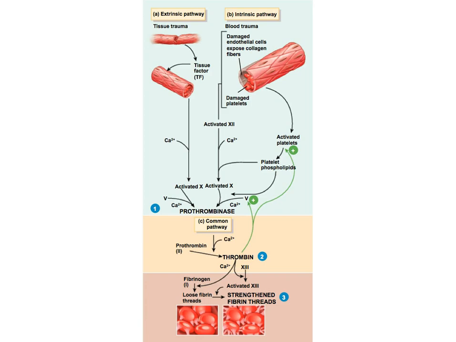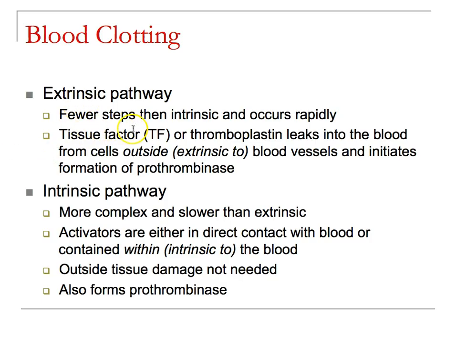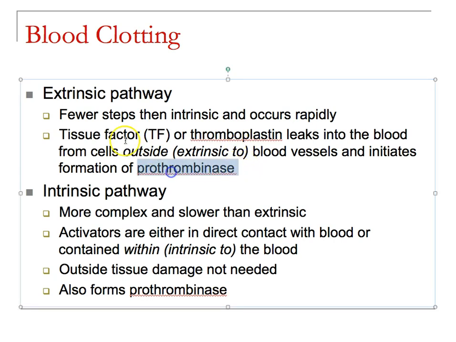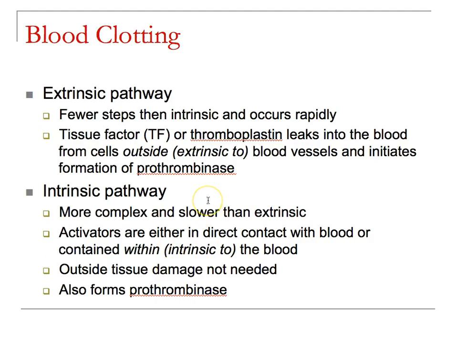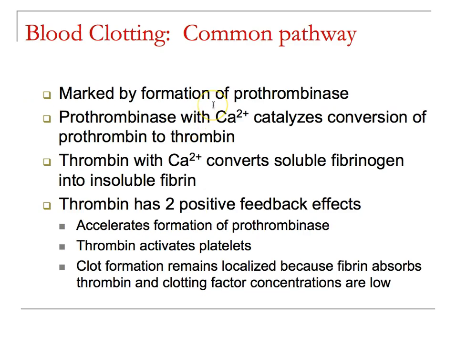And there's a few things I want to point out, okay? And that's tissue factor, or thromboplastin, leaks into the blood from cells, okay? And that's what's actually going to start the formation of prothrombinase here for the extrinsic pathway. Here, it's more complex and it's slower, but the whole idea is that once the platelets start releasing phospholipid into the space, as well as serotonin and all the other molecules, you're also going to activate the prothrombinase here. When we get to that common pathway, that prothrombinase with calcium converts prothrombin to thrombin.